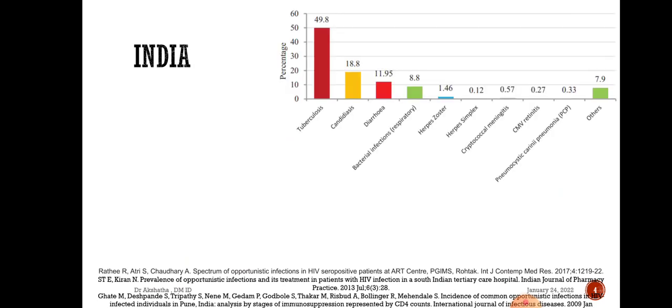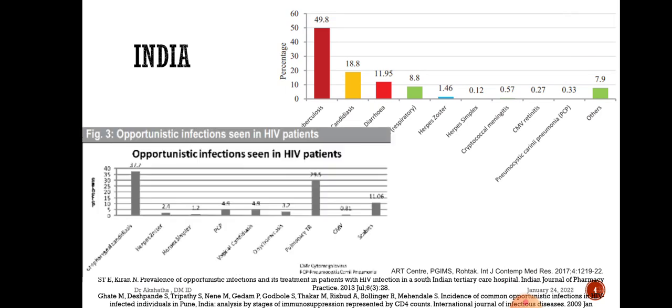So when we look at the same situation in India, as such there is no common or multi-center study which is available. They are available as discrete case reports and original articles from local hospitals. Among them, the most common one is tuberculosis, followed by candidiasis, diarrhea, and others.